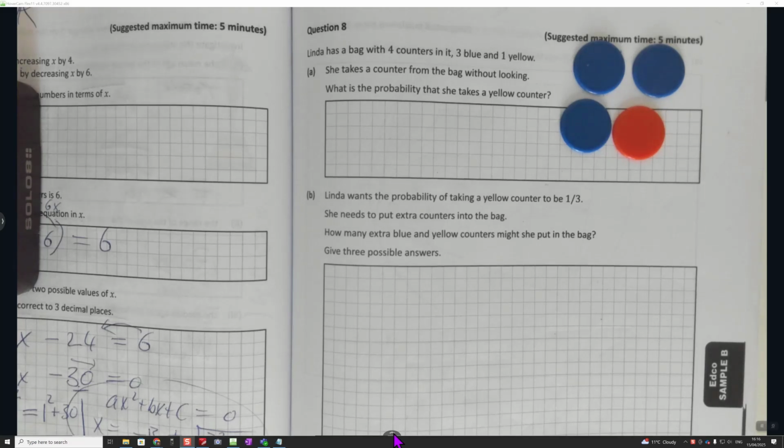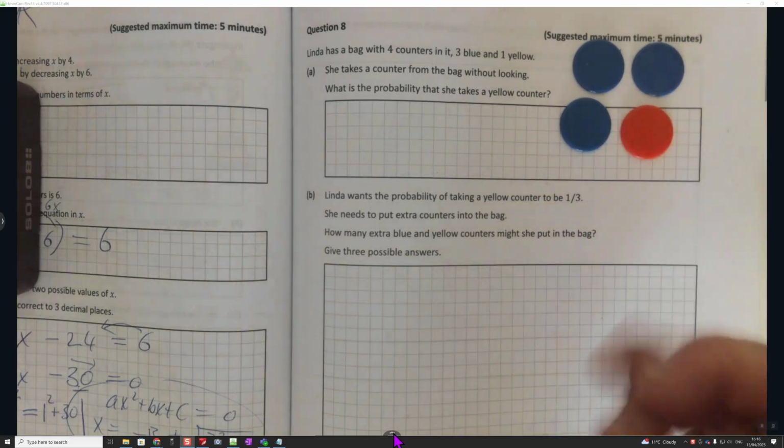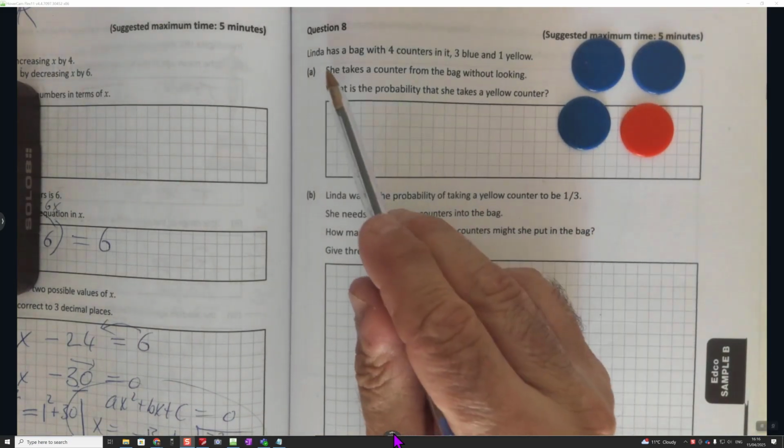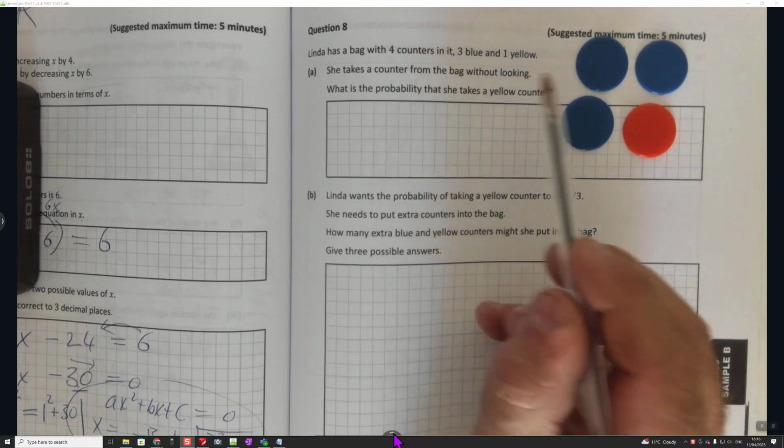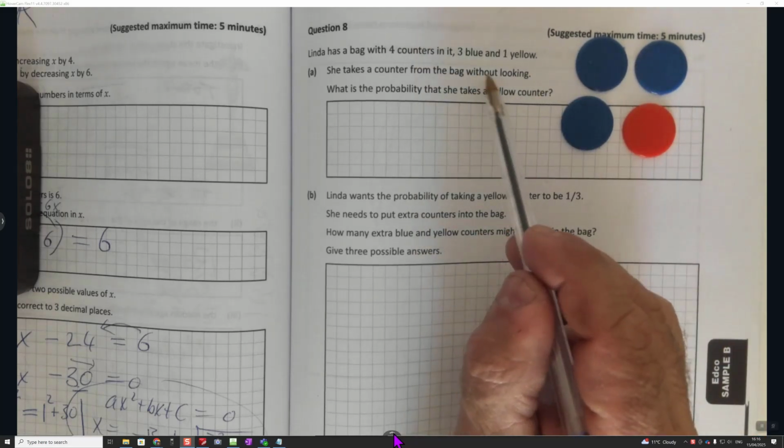Okay, welcome back. So we're on to question 8. Now I don't have any yellow counters, so I'm using orange instead of yellow. So Linda has a bag with 4 counters in it, 3 blue and 1 yellow.